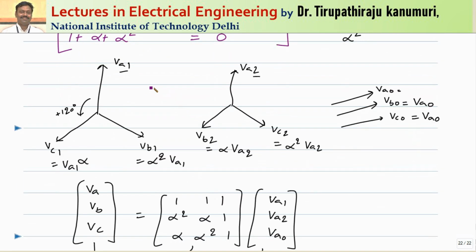So now each phase voltage can be represented as the sum of different components. VA I can represent as the sum of VA1 plus VA2 plus VA0, where VA1 is the positive sequence component, VA2 is the negative sequence component, and VA0 is the zero sequence component. So these things I am taking as a reference, and I want to calculate the remaining components. In the positive sequence, the sequence will be followed like this.